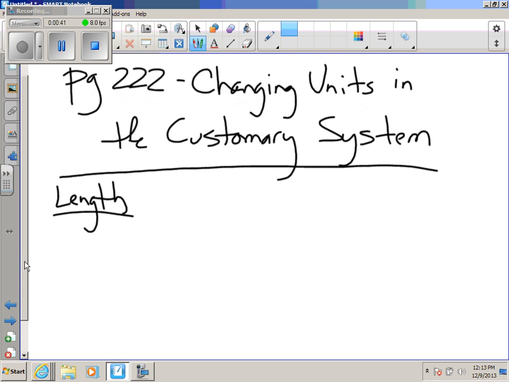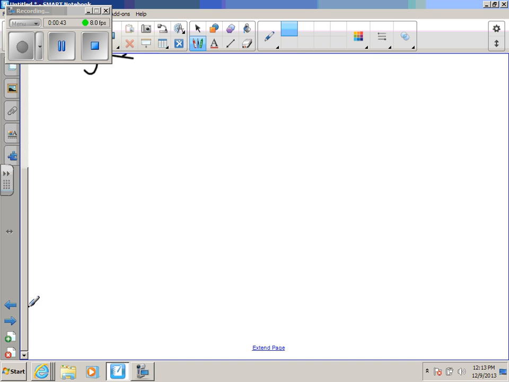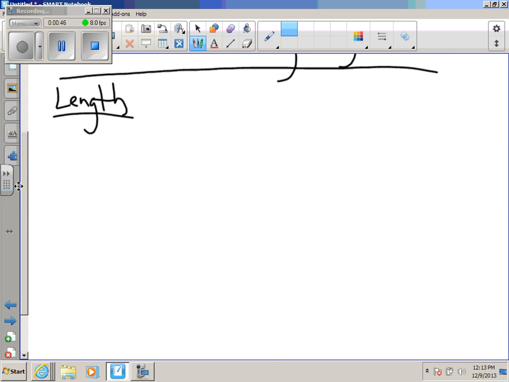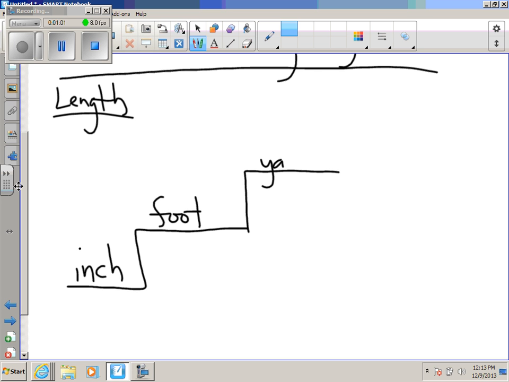Okay, so as we look at what we'll be converting is certain measurements for length. And the smallest measurement for length in the customary system is the inch, foot, yard, and finally mile. Okay? And we draw them as kind of like a staircase or steps, and it helps us know what it is that we're doing when we do our conversions.